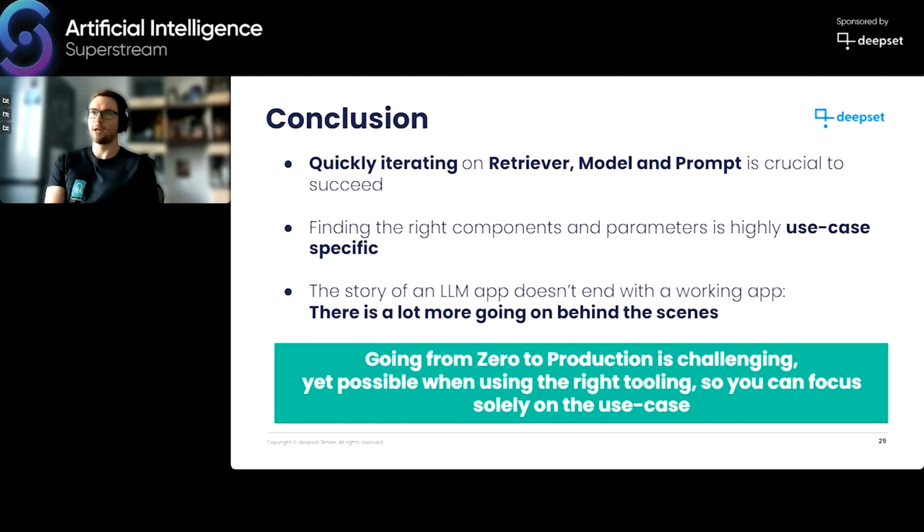To give you a quick conclusion, I think what we've learned here is that it's very, very crucial to quickly iterate on the different possibilities for retriever, model, and prompt. All of them are very, very crucial for getting a good solution. Also, finding the right components and parameters is highly use case specific. So for example, here we were dealing with something that needed to be recency biased. Not any search application or any LLM will have this requirement.